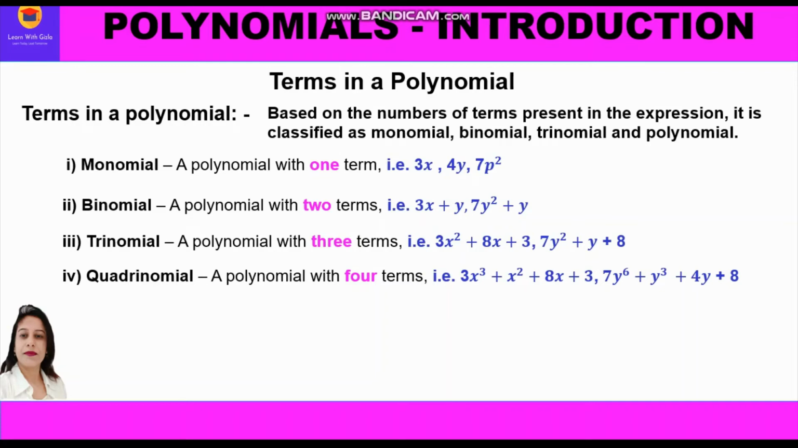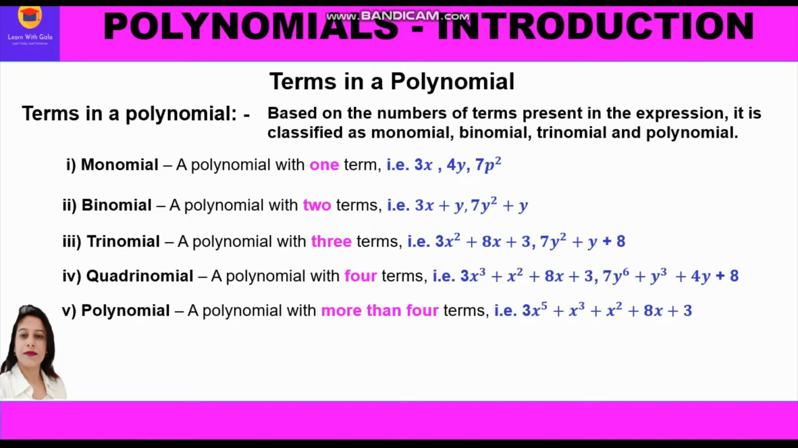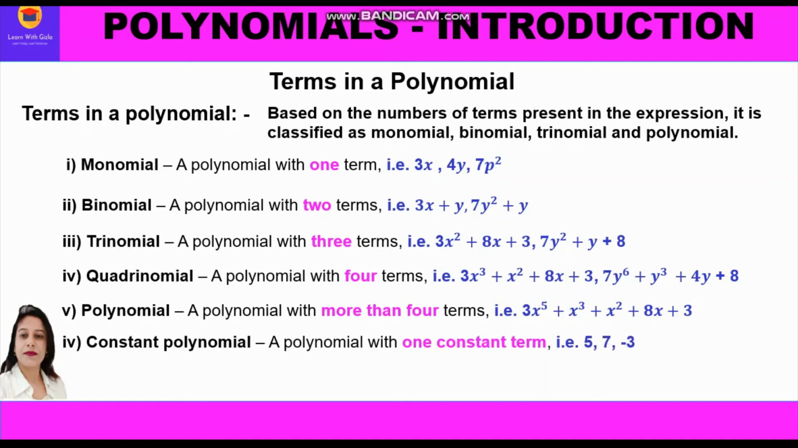Then we have polynomial. A polynomial with more than four terms is known as a polynomial, like we have 5 terms or 6 terms. Over here we have an example, 3x raised to power 5 plus x cube plus x square plus 8x plus 3. So there are 5 terms over here, so it's known as a polynomial. Then we have another, constant polynomial, which has only a constant term like 5, 7, minus 3, 12. So any constant term in a polynomial is known as a constant polynomial.